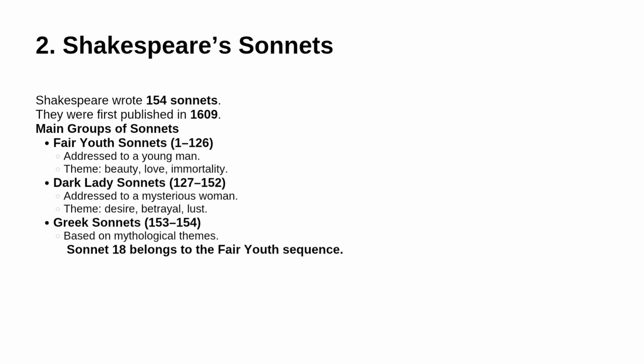philosophical ideas. Scholars usually divide Shakespeare's sonnets into 3 main groups based on their subject and the person to whom they are addressed. The first and largest group is known as the Fair Youth Sonnets, which includes sonnets 1 to 126.